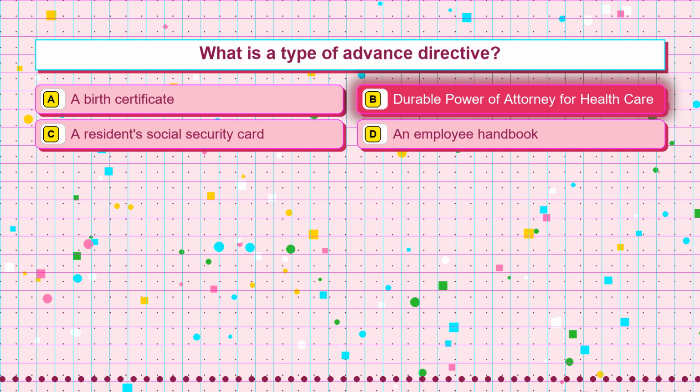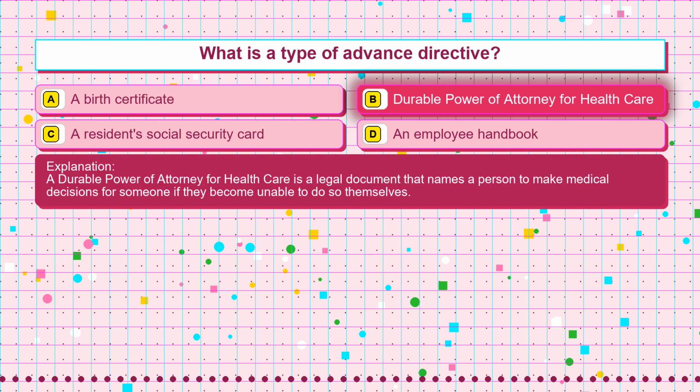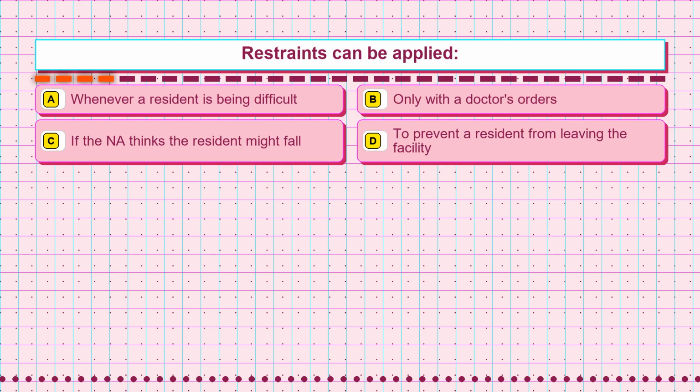The correct answer is option B. Durable power of attorney for healthcare. A durable power of attorney for healthcare is a legal document that names a person to make medical decisions for someone if they become unable to do so themselves. Question 35. Restraints can be applied.